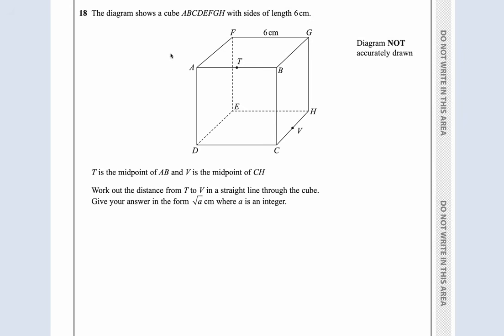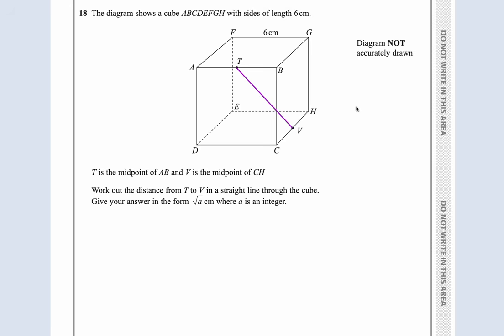The diagram shows a cube with sides length L. T is the midpoint of AB and V is the midpoint of CH. Work out the distance from T to V in a straight line through the cube. Give your answer in the form root A. Okay, these guys' questions are always not easy, right? So we're trying to get this length here.